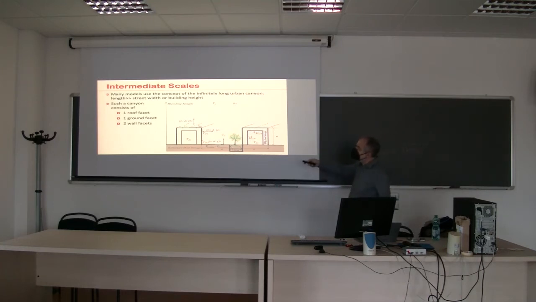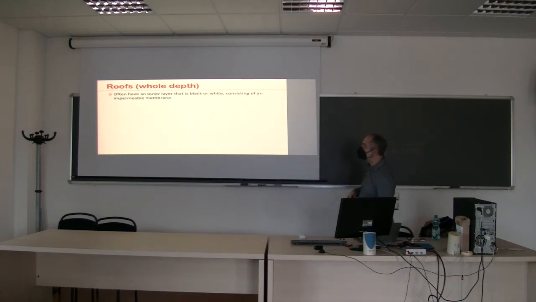So the four elements are the roof, the ground, and two walls. You can treat the walls similarly, or you can say, I have a wall that's shaded and another that's sunlit. Each facet could consist of many sub-facets, and some of our models, like the one we developed, they don't have to be constant. Now, let's talk about each of these elements and think about its energy budget.